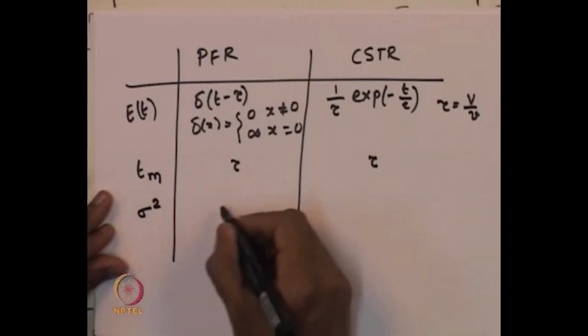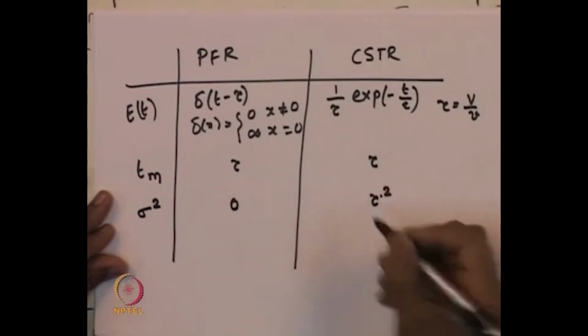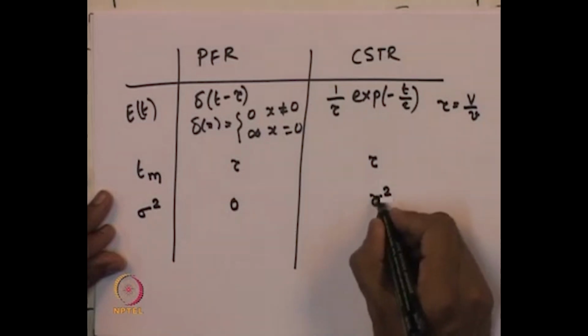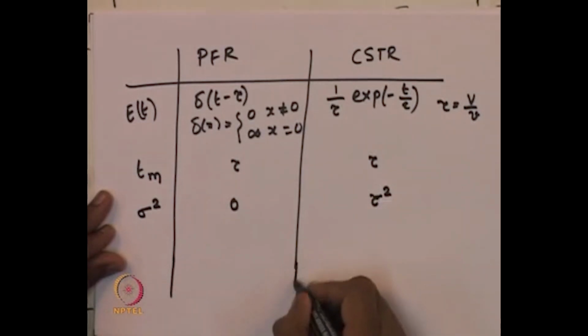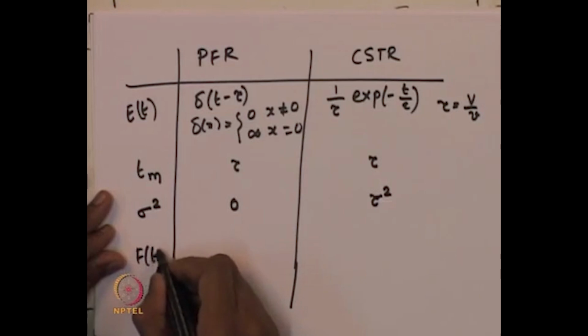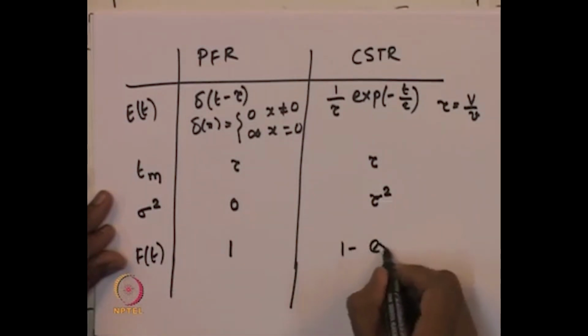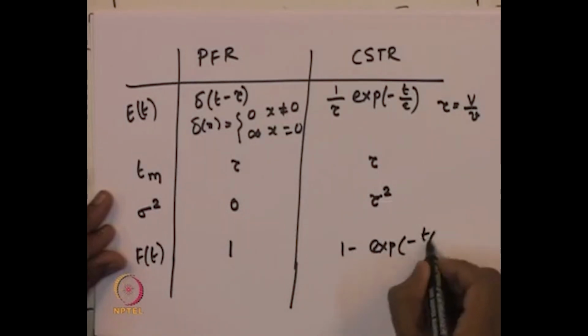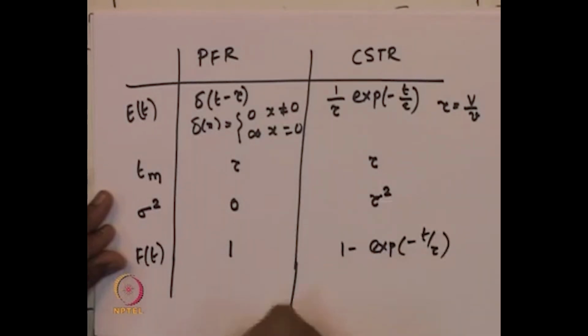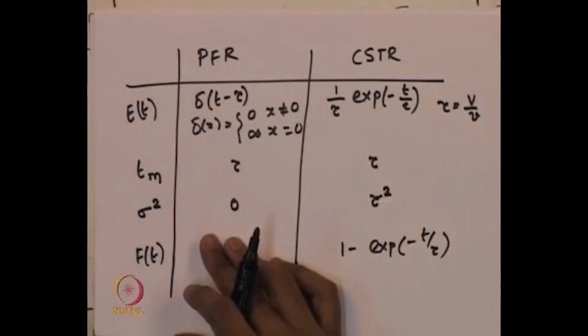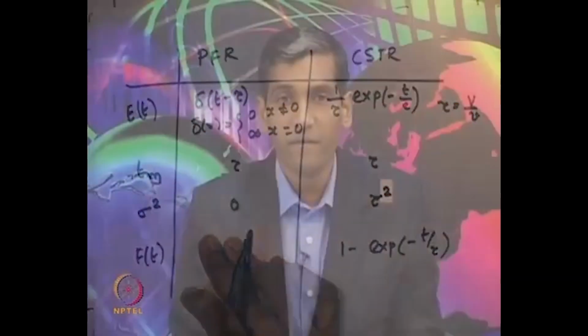And the variance for a plug flow reactor is 0, while for a CSTR it is equal to the square of the space time of the reactor itself. And then the F curve is 1 for a plug flow reactor, and it is 1 minus exponential of minus t by tau for a CSTR. So, that summarizes the RTD function and the various properties of the function for the plug flow reactor and a CSTR.